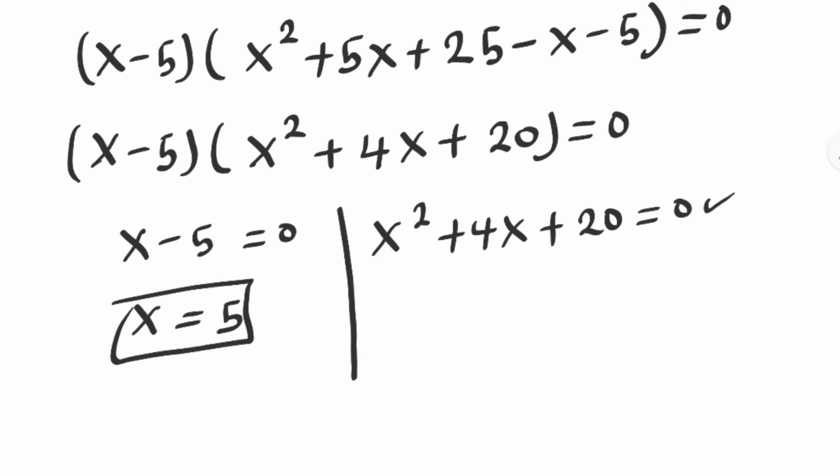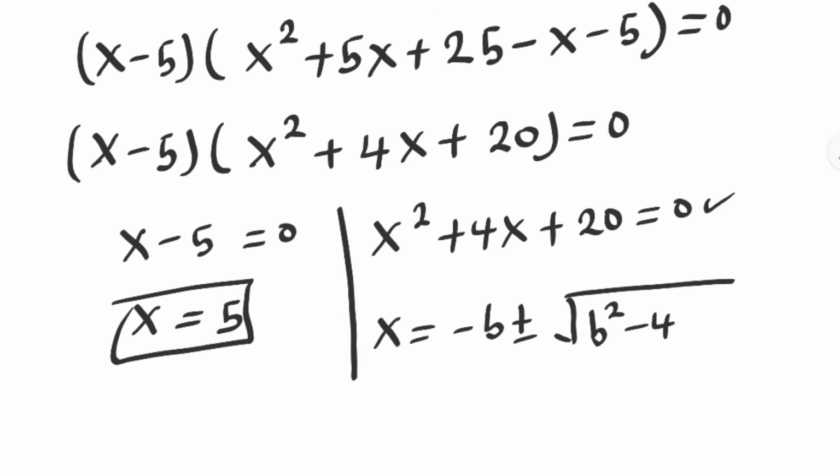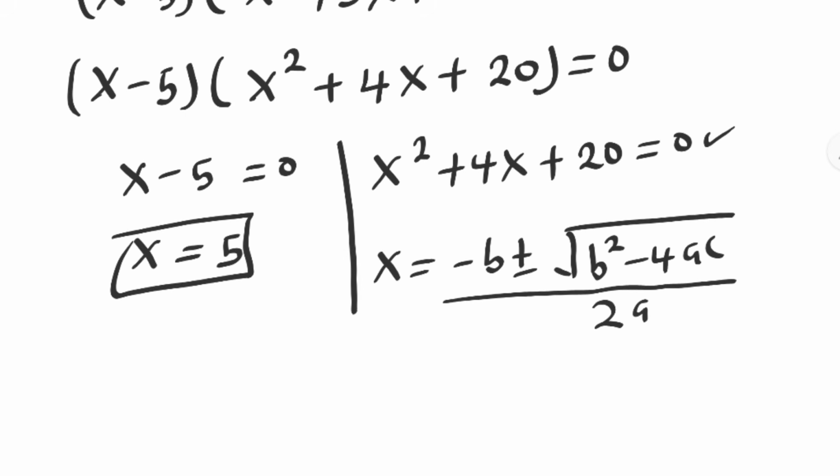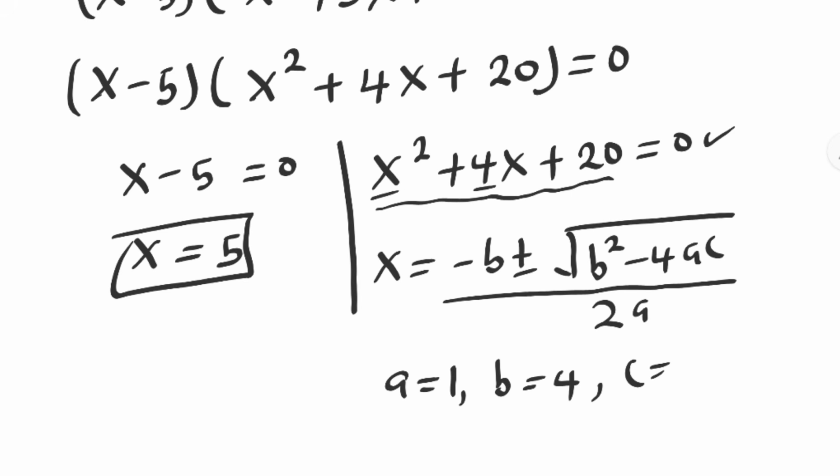Now, this is a quadratic equation which can be solved using quadratic general formula. From the quadratic general formula, s is equal to minus b plus or minus square root of b squared minus 4ac over 2a. And from this equation, a is equal to 1, which is the coefficient of s squared. B is equal to 4, which is the coefficient of s. C is equal to 20, which is the constant here.